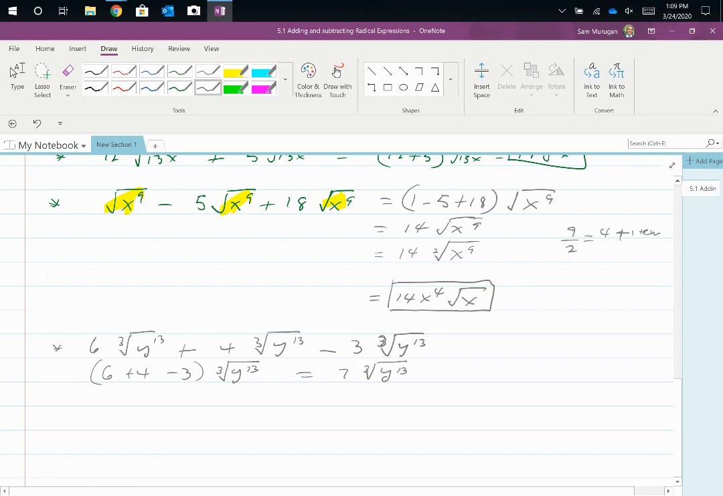So cube root of y to the 13 power can be simplified. 7y cube root y. 13 divided by 3 is 4. 4 3s are 12 plus 1 remainder. So y to the 4th power, and then 1 remaining y underneath the cube root sign.